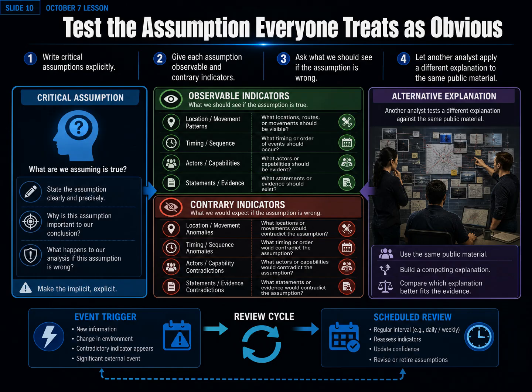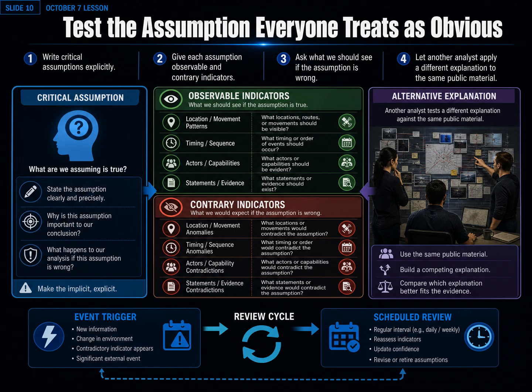The assumption most worth testing is often the one nobody in the team thinks needs discussion. Write it down. For example, the other side does not intend to escalate in the near term. The company will not abandon its core market. This account has always been controlled by the same person.